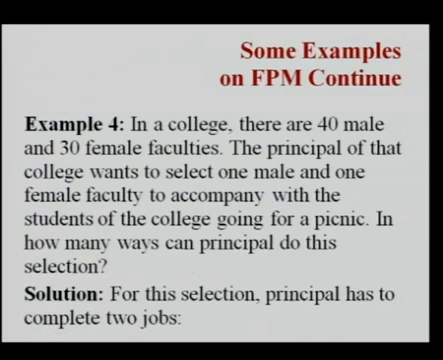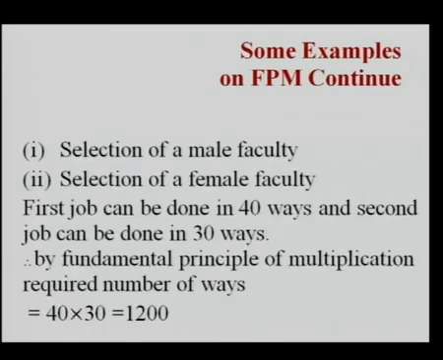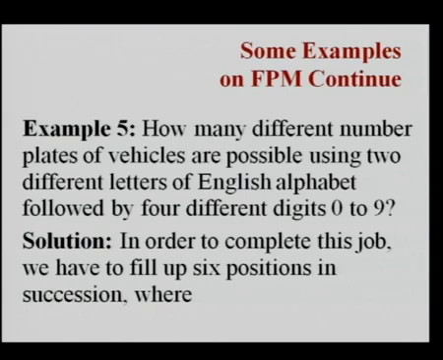The principal has to complete two jobs. First, he or she has to select a male faculty, and then a female faculty. But there are 40 male faculty, so the first job can be completed in 40 ways. And there are 30 female faculty in the college, so the second job can be completed in 30 ways. So by the fundamental principle of multiplication, the required number of options is the number of options for the first job into the number of options for the second job. So 40 into 30 is 1200. So the college principal has 1200 options to perform this job.